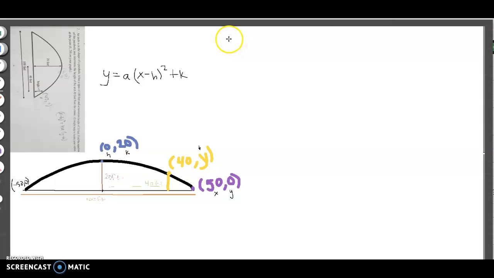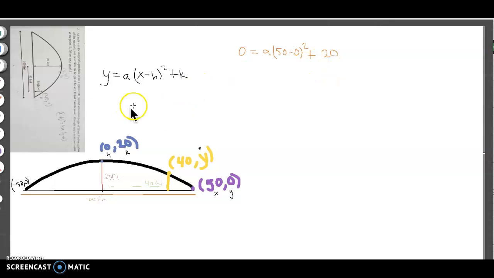The way I would do it is I would say, okay, this is what I know. I know that y is 0. So 0 equals, I'm using this y right here, equals a, which is what I'm trying to find out, times x, in this case 50, minus h, which we found right here was 0. You had that already on there. 0 squared plus k, which was 20.